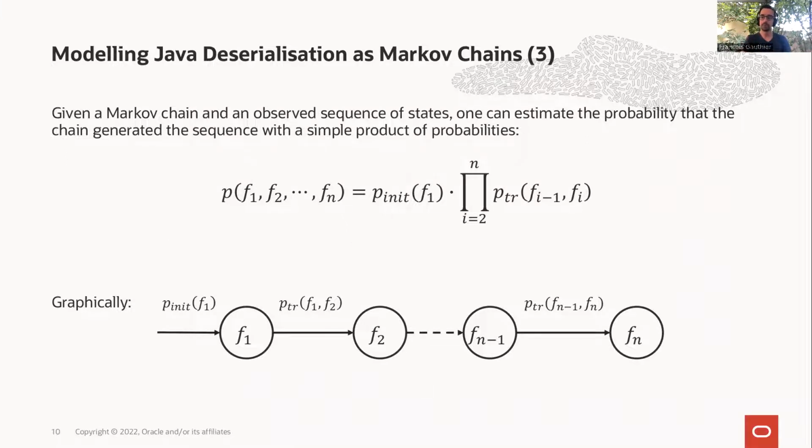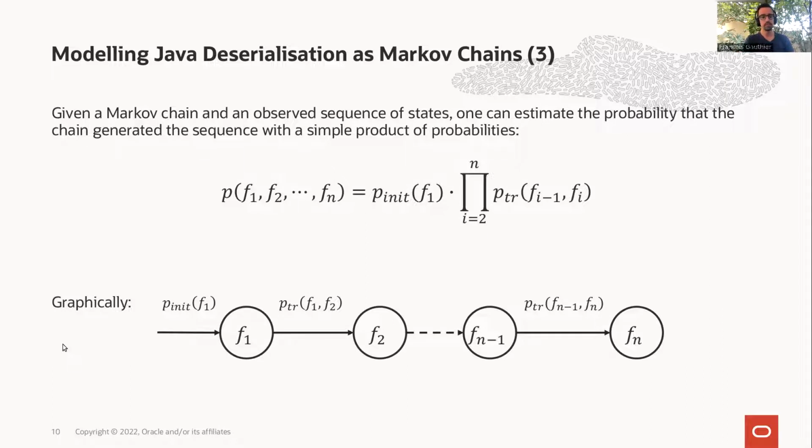So now that we have a Markov chain, if we have an observed sequence of features, we can measure what is the probability that it was emitted by a given Markov chain. So let's assume that we have 2 different Markov chains, one that captures benign deserialization streams and one that captures malicious deserialization streams. So now we can calculate the probability that a given stream that is being observed at runtime was generated by the benign Markov model or by the malicious Markov model.